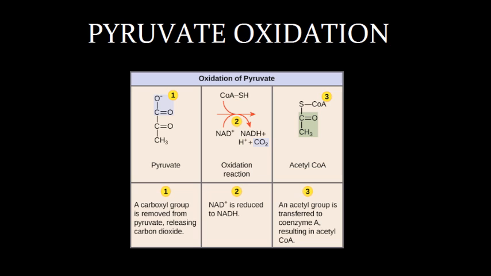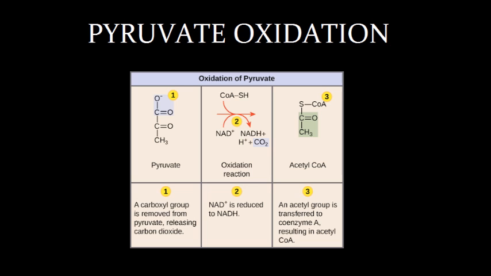Step 3. The oxidized 2-carbon molecule, an acetyl group, is attached to a coenzyme CoA to form acetyl-CoA. Acetyl-CoA is referred to as a carrier molecule. Its job is to carry the acetyl group to the Krebs cycle.